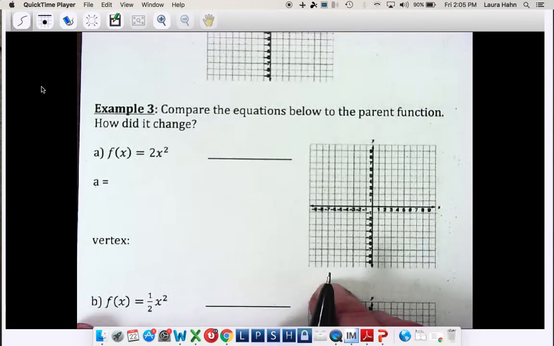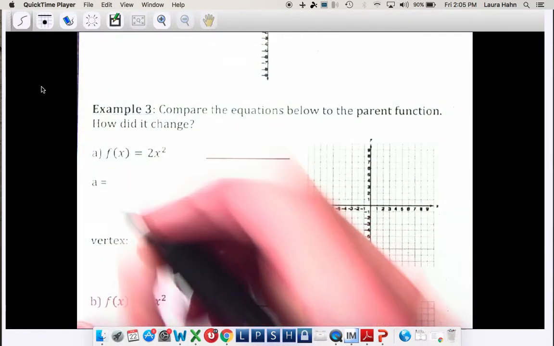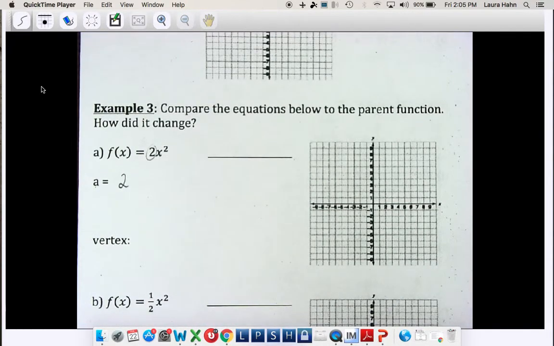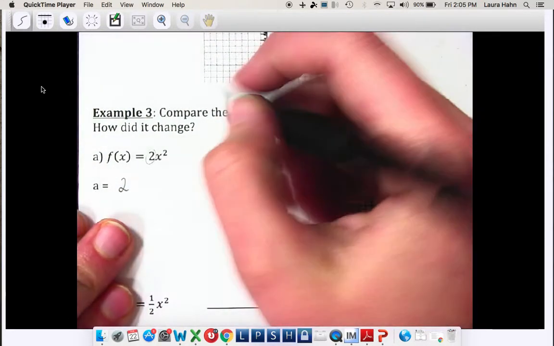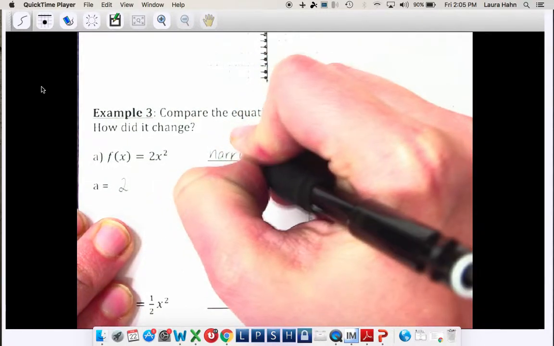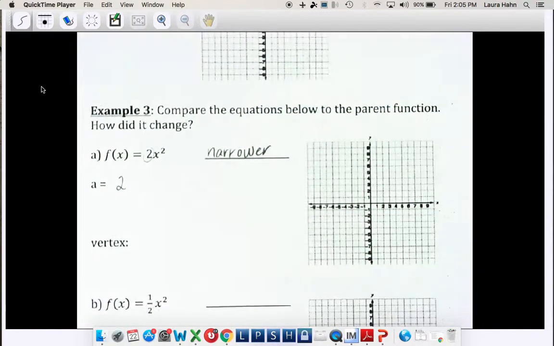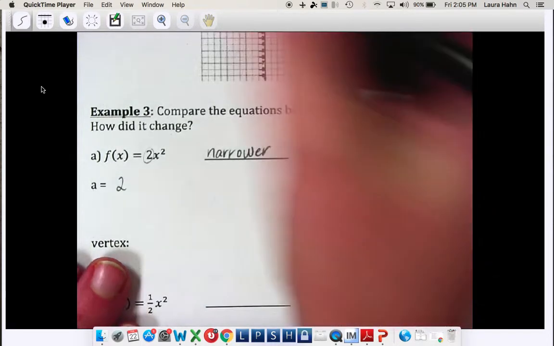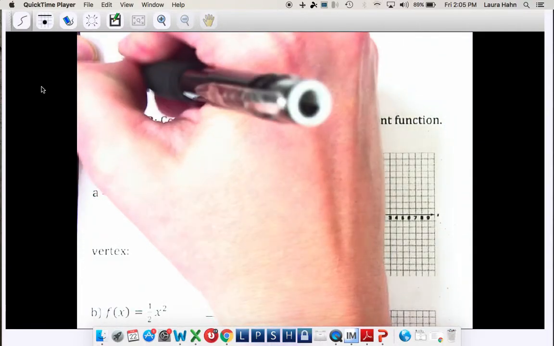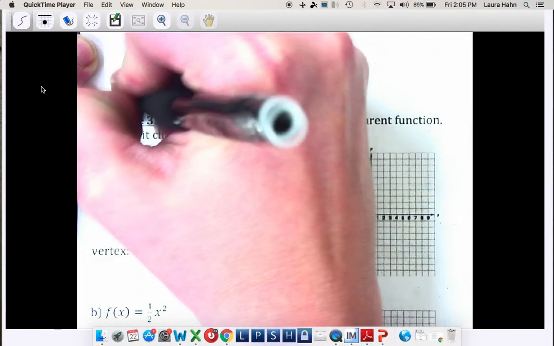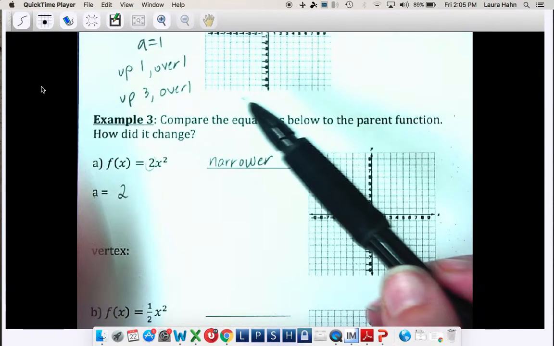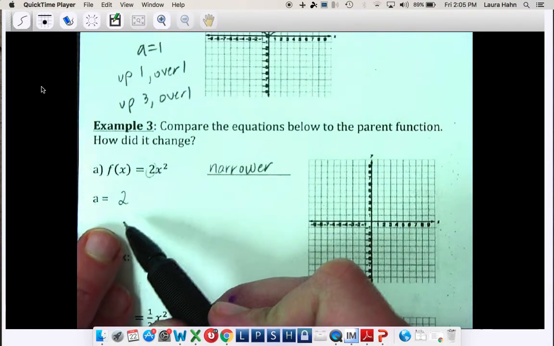Okay, so let's look at what changed from the parent function. Now I have this 2 out front, so my a is 2. The other day we learned that the bigger your a value is, if it's greater than 1, it's going to make it narrower, skinnier. Usually the parent function, I'm going to write it right here so we can see it, is up 1 over 1, up 3 over 1. And that is when a is 1. Well, a is 2 now.